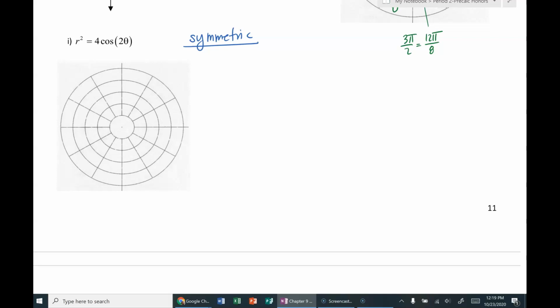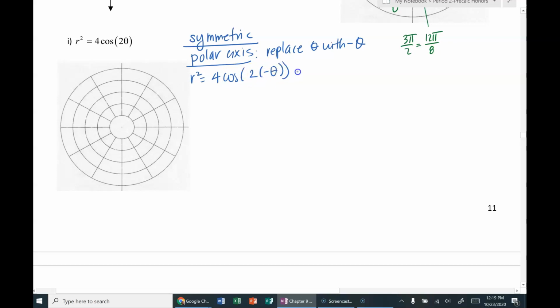Okay, so hopefully you started with the polar axis, or any of the ones. It doesn't have to be with the polar axis. If you started with the polar axis, you will replace theta with negative theta. So r squared equals 4 times cosine of 2 times negative angle. Remember, cosine is an even function, meaning that the negative can just completely disappear. Oops, I forgot the 2. All right, so immediately we know that works.